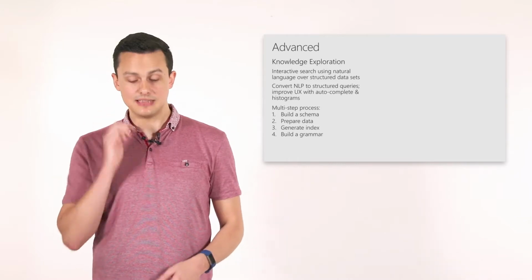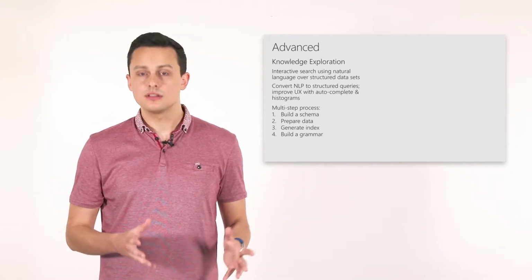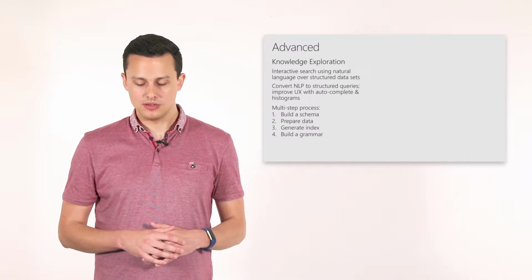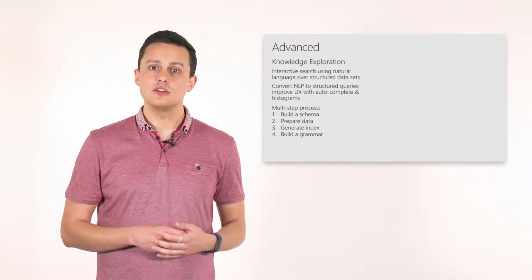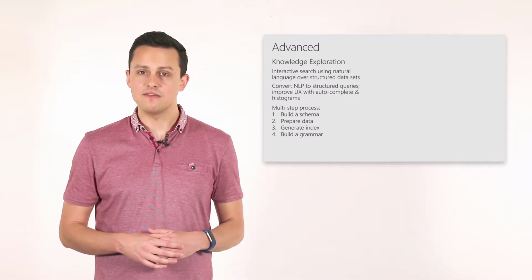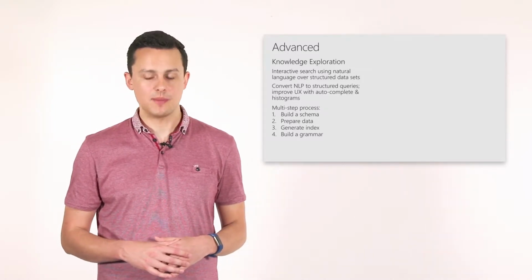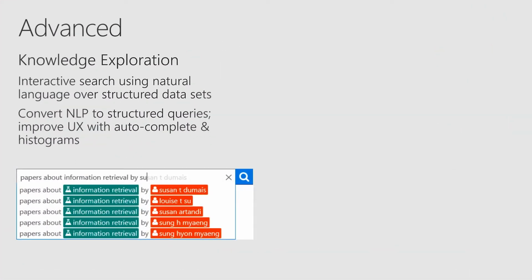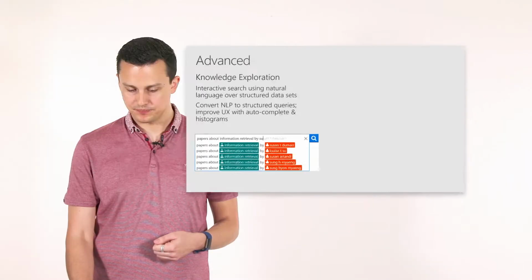First, you need to correctly schematize your data. Next, you need to prepare your data for ingestion. Thirdly, you need to generate an index. And then finally, you need to build a natural language grammar. Once you've done all of this, you can allow your users to query like you can see in the screenshot below. The service is able to recognize terms in this query. For example, information retrieval is a search term, and it can also recognize that the user is starting to type in the name of an author based on the grammar that you have defined.